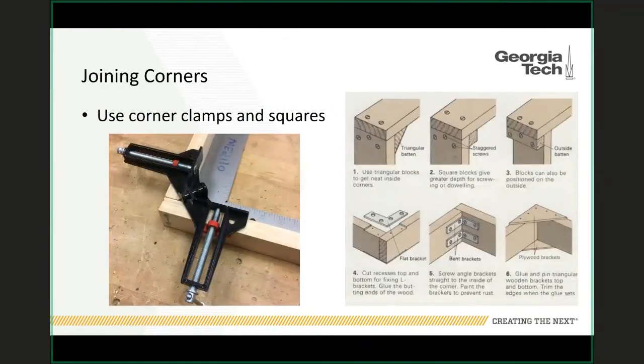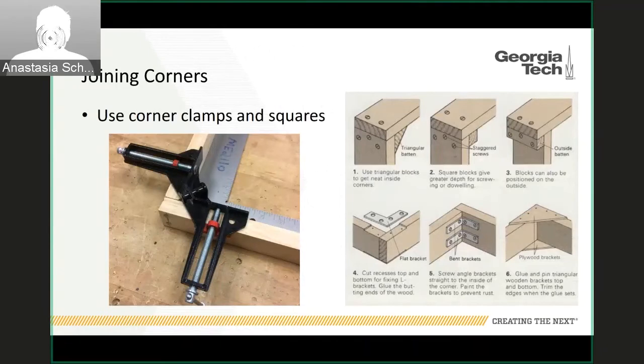So one thing people sometimes struggle with is joining corners. If you're joining corners at a right angle, it's always good to use corner clamps, which we have plenty of in the lab, and then machinist squares, which we also have a lot of. So this is an example of how they would be used. It's used to hold your materials at a right angle while you're putting the screws in.